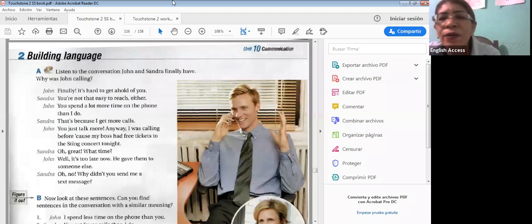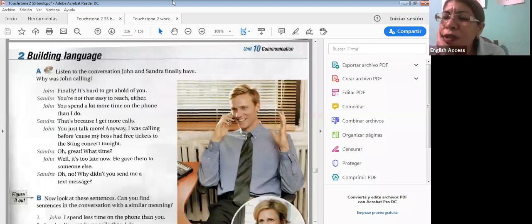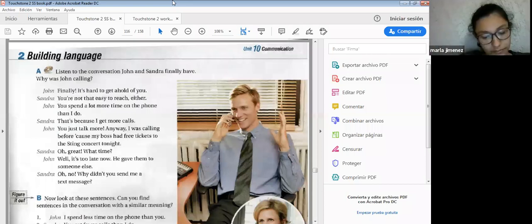No, they are not going to the concert. Yes, can you see the reason why? Okay, are you paying attention? Julio, Marla, Judith. Are you paying attention or no? Yes. Okay, well, let's see.